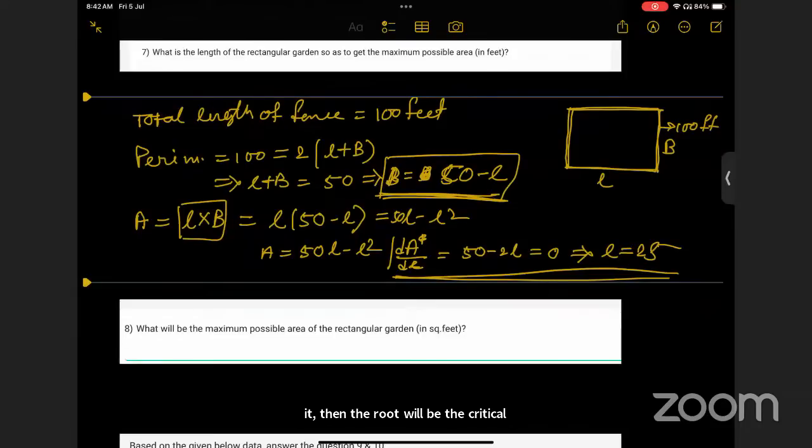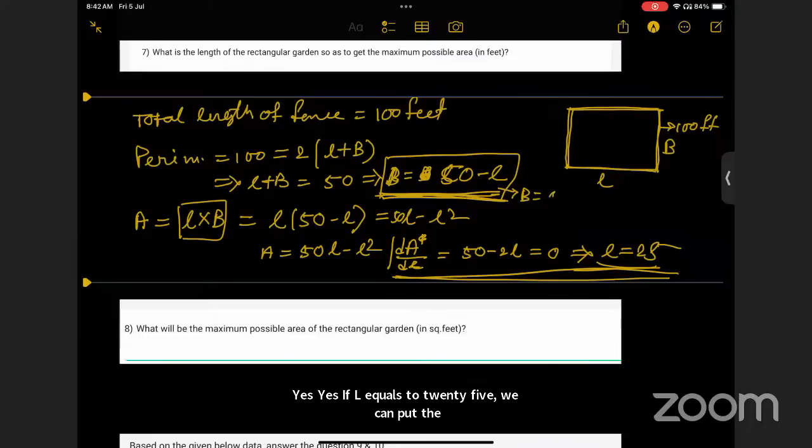So whether it will be a minima or maxima or a saddle point, that also we can see, right? Here we have L equals 25 as our maxima. So if we put L equals 25 in our equation, then we will reach the maximum value. So to get the maximum, ma'am, both length and breadth values should be equal. Yes. Yeah, if L equals 25, we can put the value of L in this equation. From here, we can find B equals 50 minus 25, which is again 25.